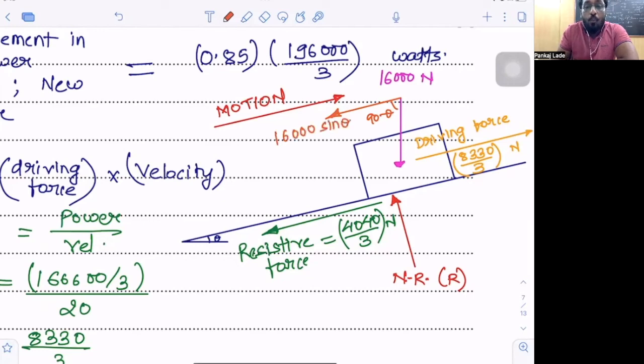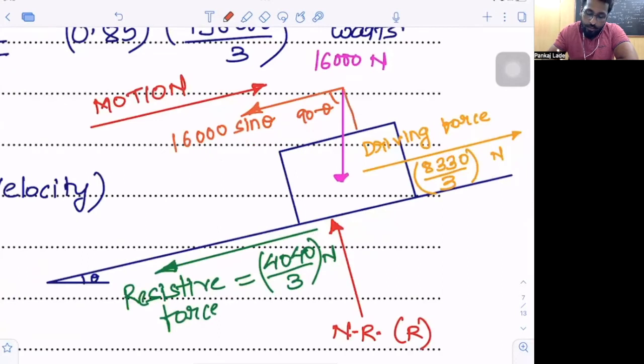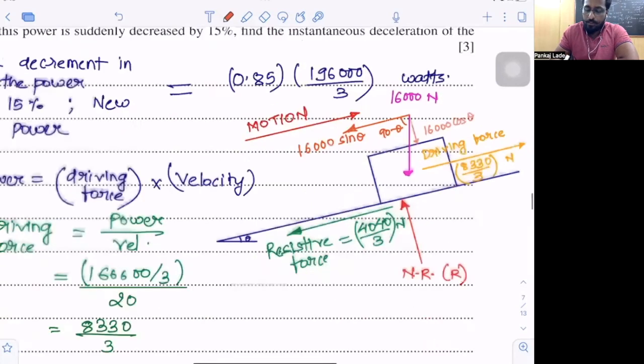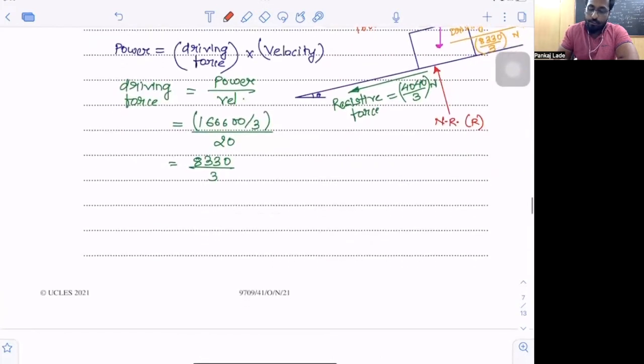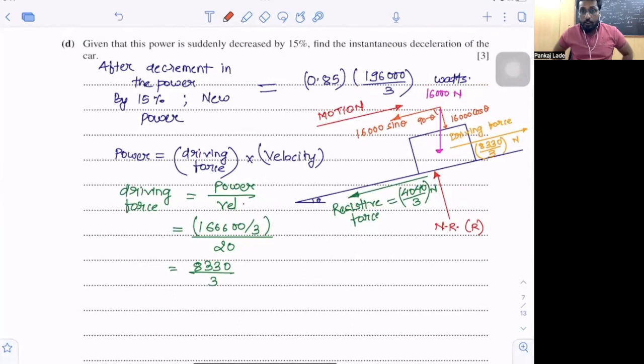So the horizontal components are cos of 90 minus theta, that's going to be sine theta. And the vertical component, if you take over here, that's going to be 16,000 cos theta. That was actually sine of 90 minus theta, but sine of 90 minus theta is going to be cos theta, right? So that's what my FBD is, students.